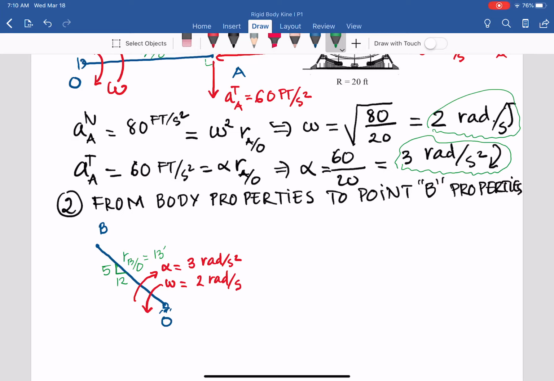So draw it down: alpha is clockwise, then the tangential component has to be consistent with alpha, so it has to go in that direction, A_B_T, point properties. And A_B_N is always parallel to the radius and directed to the center O, so you have A_B_N.